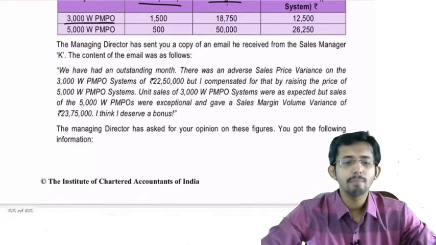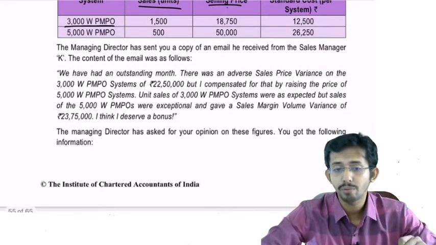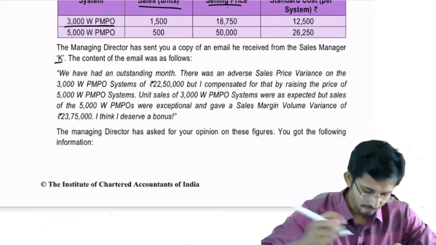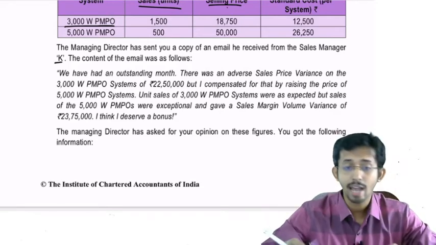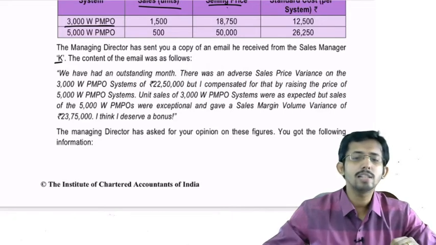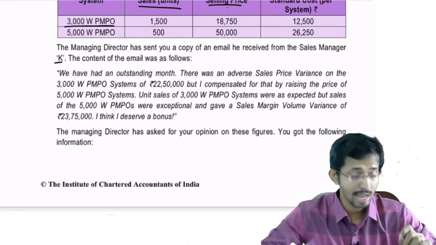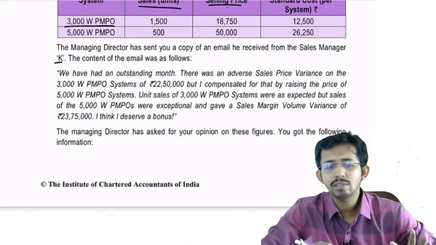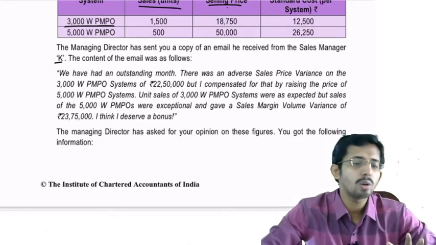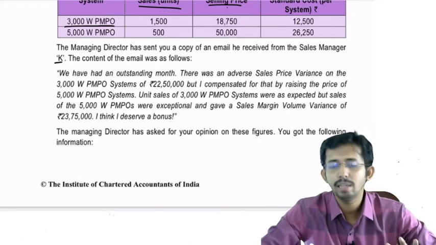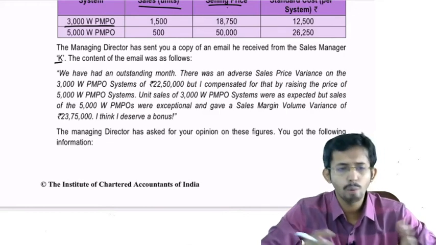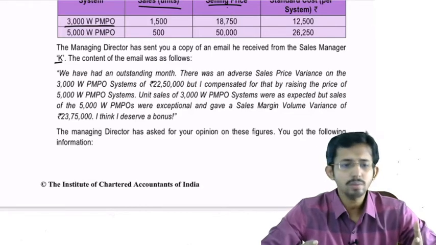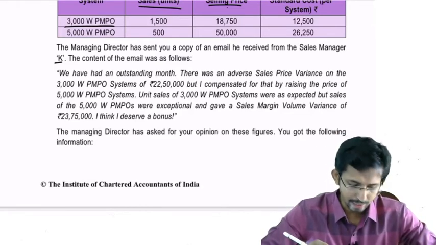Now the managing director has sent you a copy of an email he received from the sales manager, Mr. K. The content of the email was as follows. Okay, so the sales manager has sent the managing director some email, and the managing director wants you to evaluate whatever email the sales manager has sent. So obviously it has to be something related with costing. Okay, now let's see what is the content of the email.